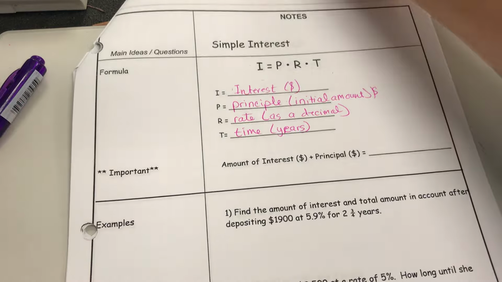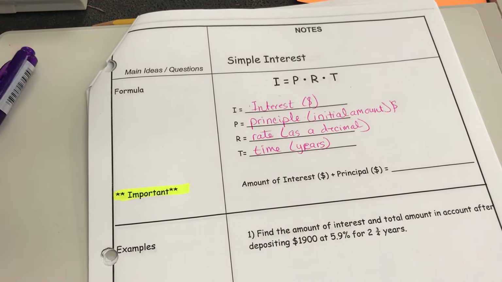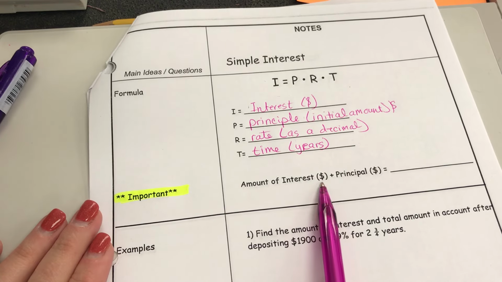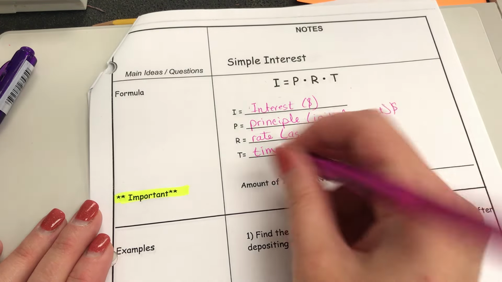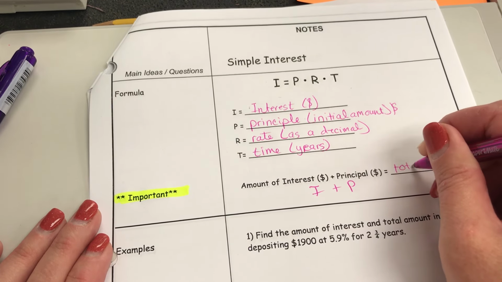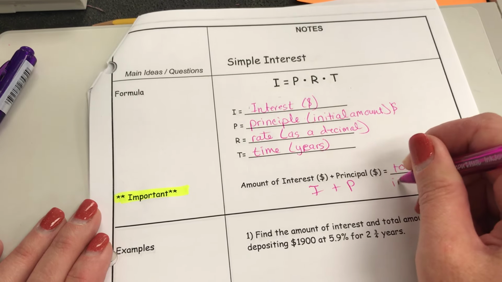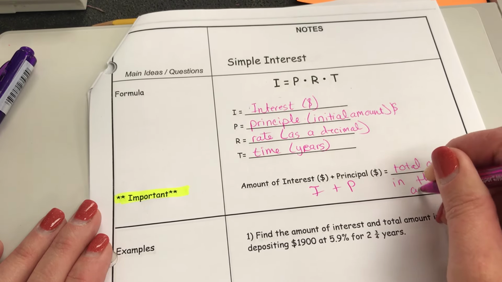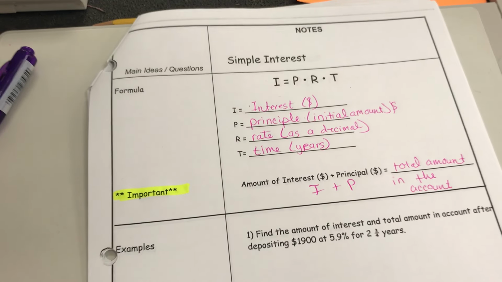Now something that's very important is that you understand that the amount of interest plus the principal is going to equal, so you have I plus P equals your total amount in the account, or it's going to be the total amount due.